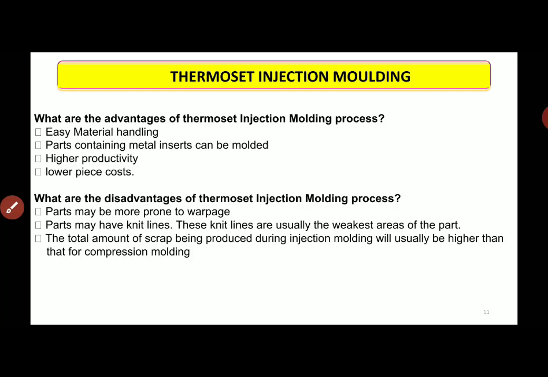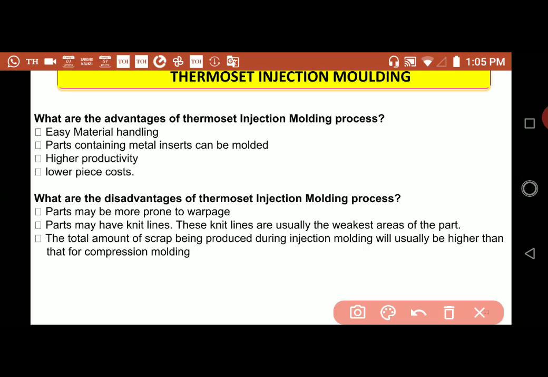So what are the advantages of this thermosetting injection molding process? First is easy material handling, and parts containing metal inserts can be molded using this injection molding. The main advantage is higher productivity and lower piece cost.